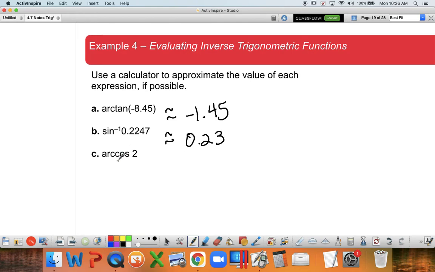And last but not least, arc cosine. Remember the domain of inverse cosine is -1 to 1. 2 is outside of that, and your calculator will give you an error. This here does not exist because it is outside of our domain.